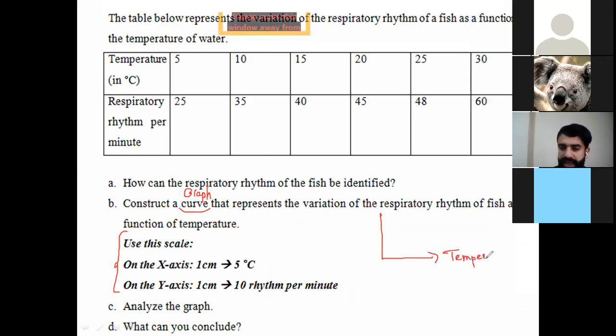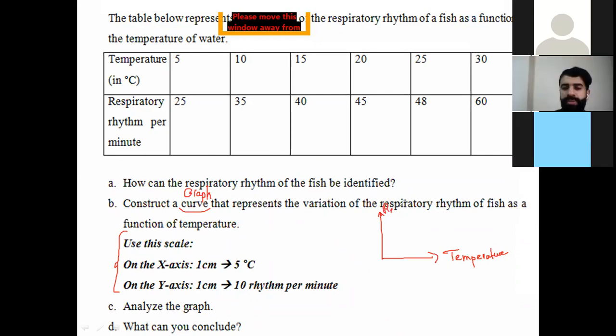Temperature in degrees Celsius. And here, what do we have? We have the respiratory rhythm per minute. Okay? You have to write it. Okay, so here they use the scale. On the x-axis, where is the x-axis? 1 centimeter, 5. So here it's 0. So you have to move 5, then 5, 10, then you have to move 15, 20, 25, and to reach 30. While on the y-axis, which is this axis, this is the y, 1 centimeter, it's 10. So I have to move 10, 20, 30, 40, and so on.